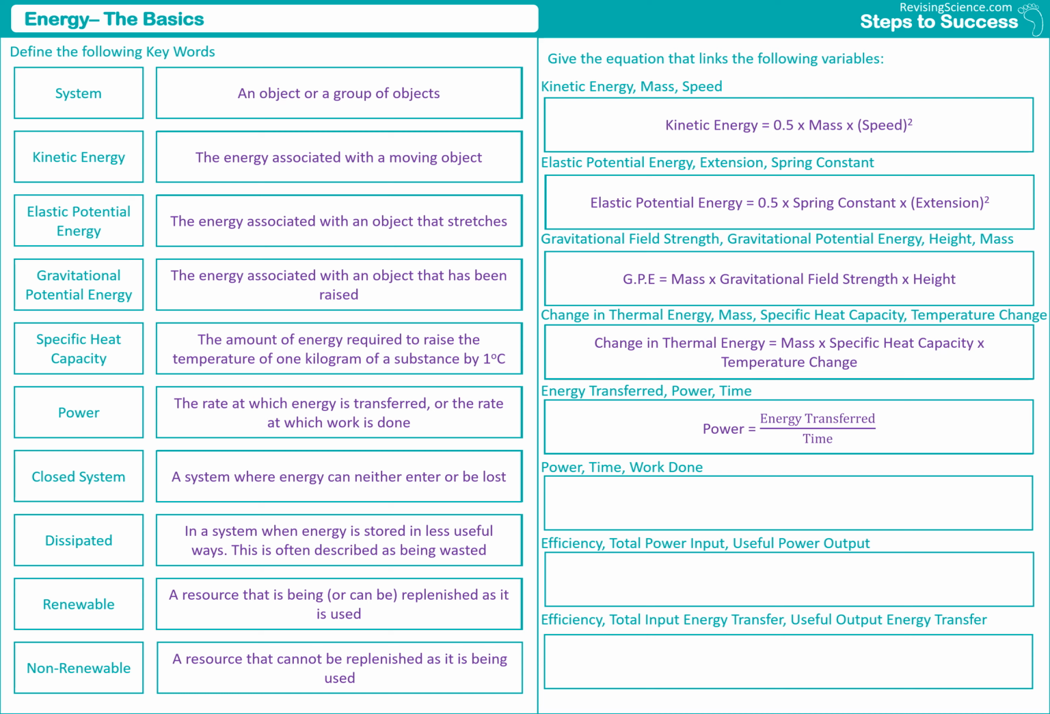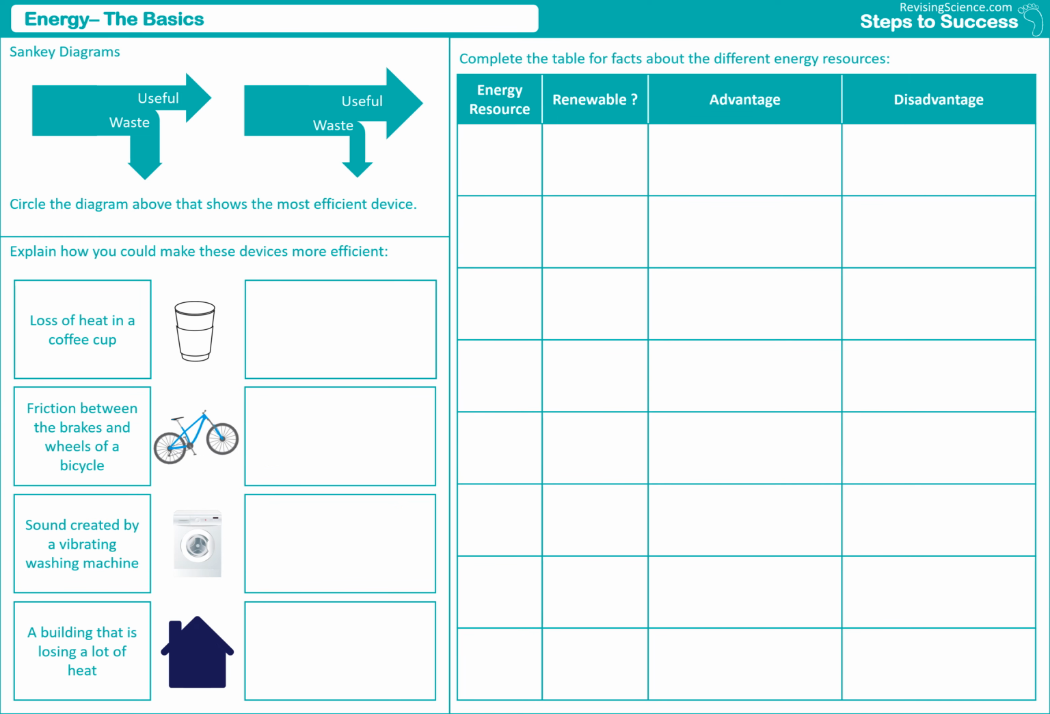Power equals energy transferred divided by time, or power equals work done divided by time. These are both divided by time because they're rates, like in the definition on the left-hand side. Efficiency equals the useful power output divided by the total power input, or efficiency also equals the useful output energy transfer divided by the total input energy transfer. In the Sankey diagrams above, the most efficient device is the one on the right. This is because it has a lesser proportion of waste energy and more useful energy.